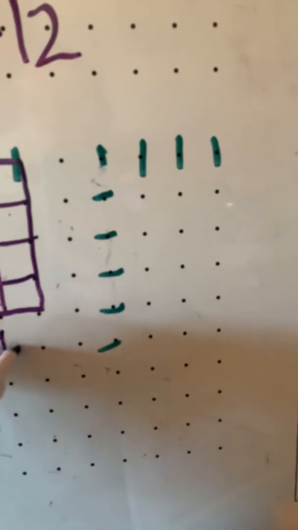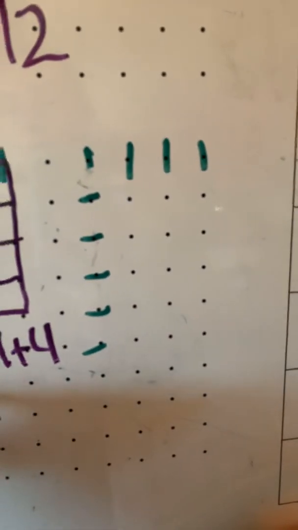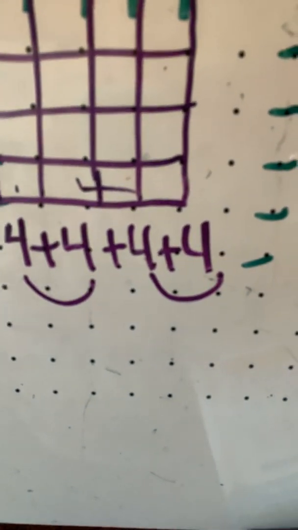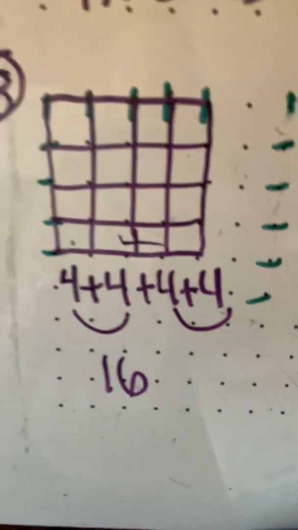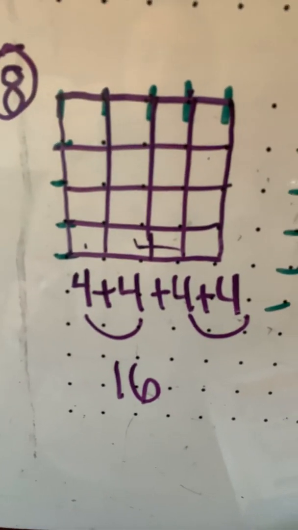How many squares would that be total? I know 4 plus 4 is 8. The other 4 plus 4 is 8. 8 plus 8 is 16. So there's 16 squares in number 8.